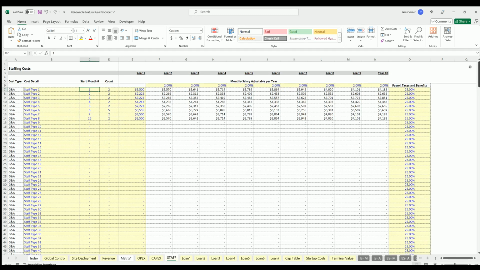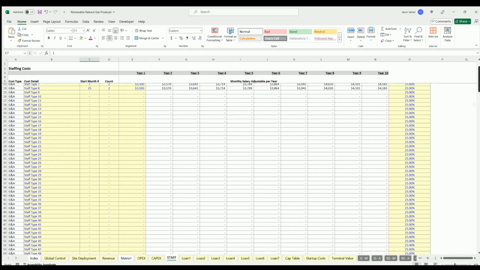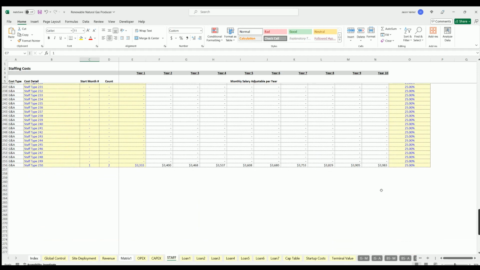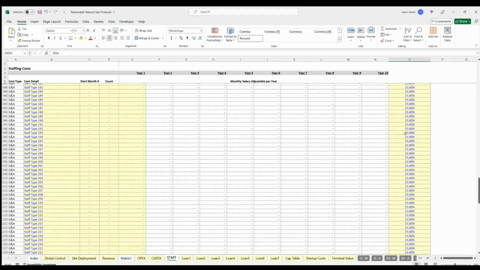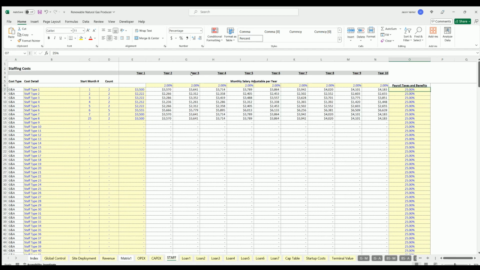Staffing. Well, you might not need much staffing, but I've got a ton of slots here basically to define the start month of the staff type, how many you're going to have, and then the monthly starting cost as well as any payroll tax and benefits over here. And you can define how much the starting monthly cost changes over time.